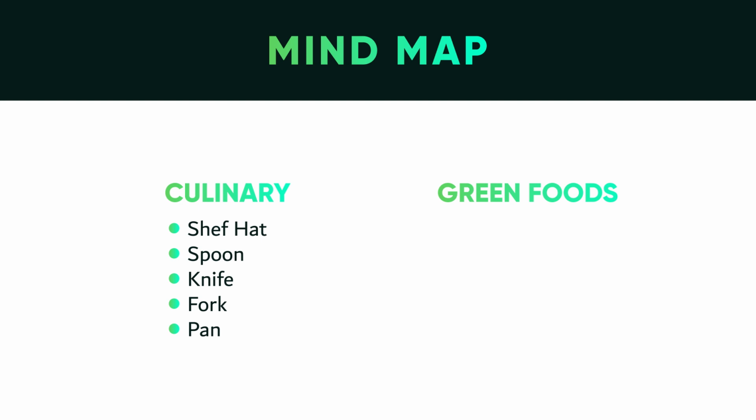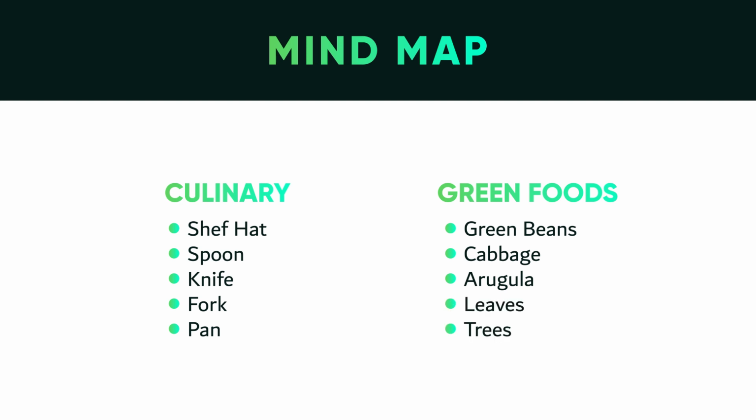And to represent green foods, we can also use different vegetables or different elements like green beans, cabbage, arugula, or to make our logo more simplistic and minimalist, we can use elements like leaves and trees. So I decided to continue with the combination of a fork and leaves.